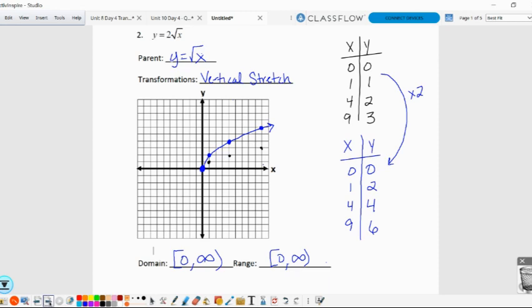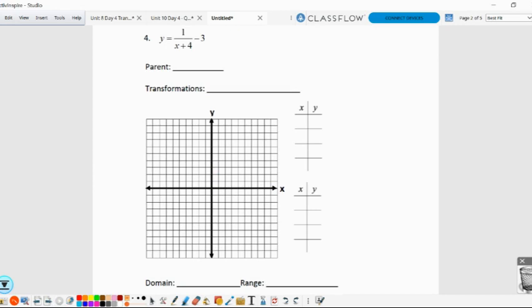Next, we'll move on to number 4. Number 4 is a rational function. Our parent is y equals 1 over x. For our transformations, we've added 4, and that is grouped together with the x just by virtue of being in the denominator. And that means it's horizontal. So we're actually going to go to the left by 4, and the minus 3 that is on the outside of the fraction tells us we're going to go down by 3.